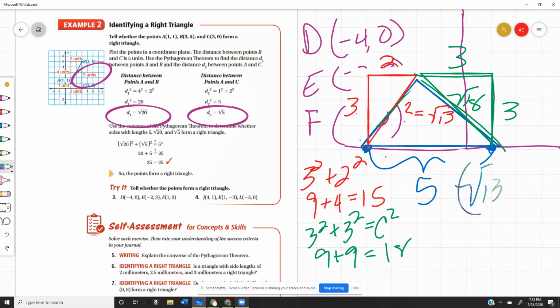Square root of 13 squared plus, well, that's going to have to be smaller. Hold on. Sorry if you can hear my dogs barking in the background. They bark like crazy all the time.